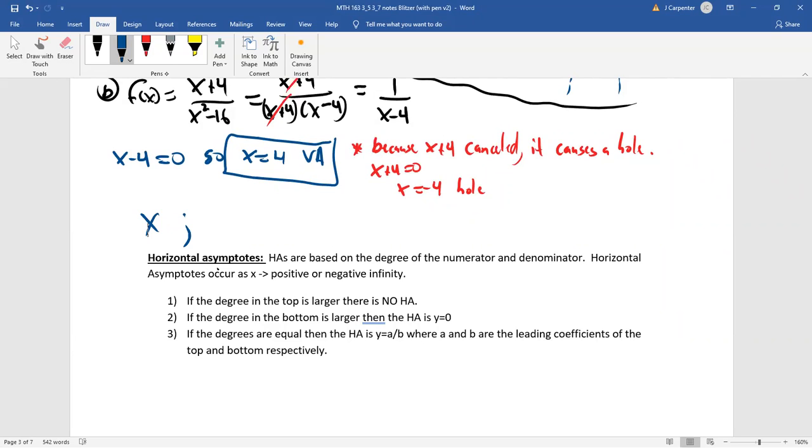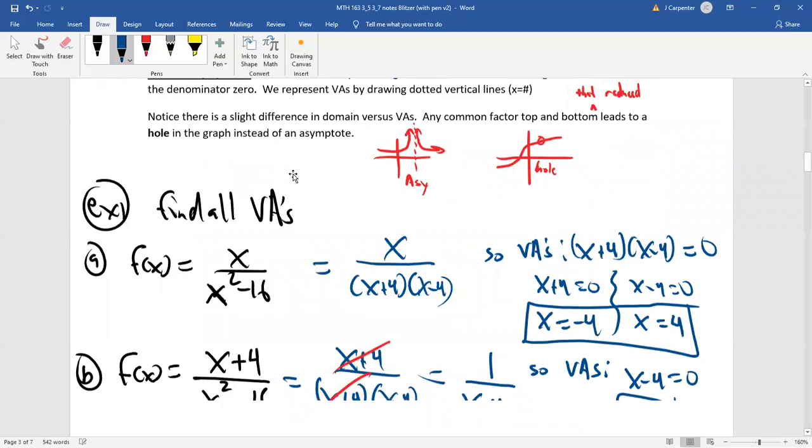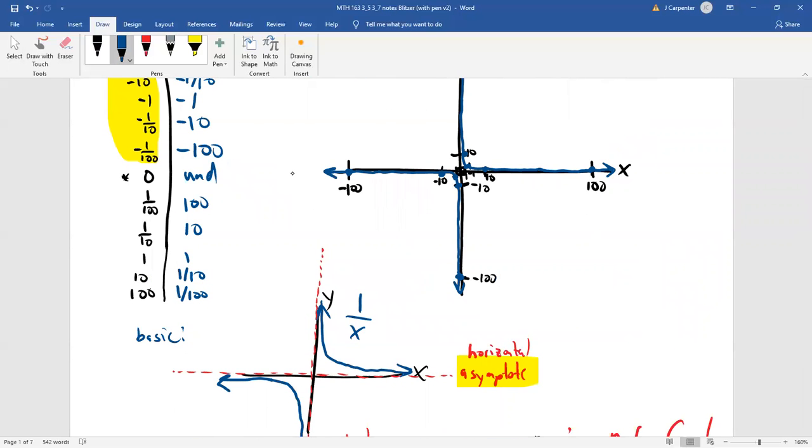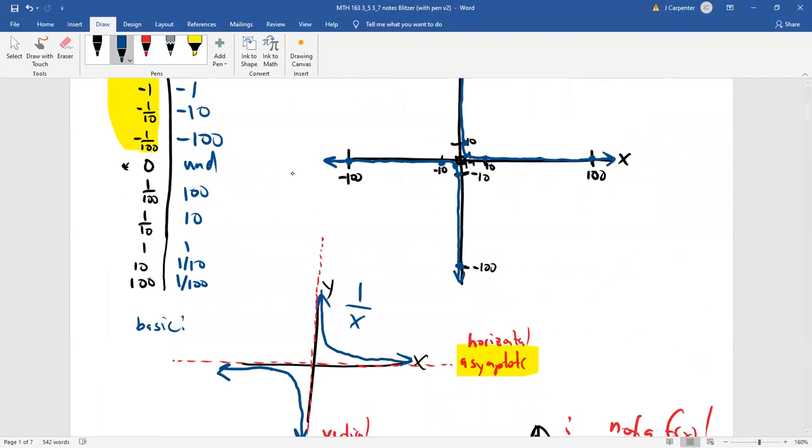which is the third case, so I don't want to say that yet. Let's do this in order. The first case: if the degree in the top is larger, that means if you just took the leading terms and reduced them, it would be like x or x squared or x to the third, whatever, which means they go up and down forever. If the degree on the bottom is larger, that means you're looking at something like 1 over x, which we just graphed, and we said that they just flatten out. They flatten out to a height of 0 specifically.